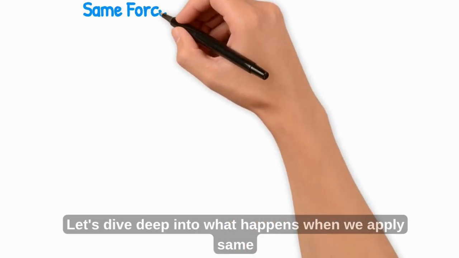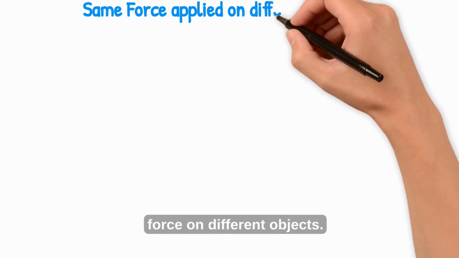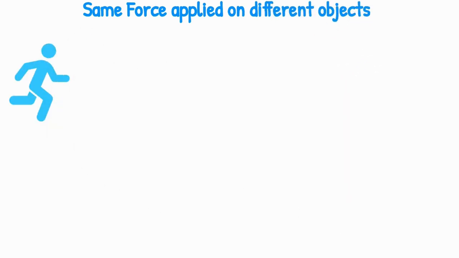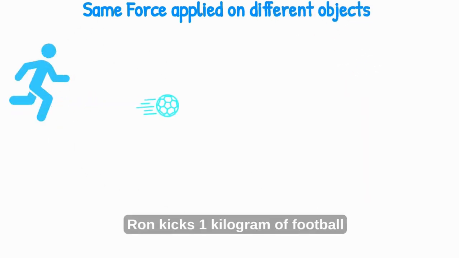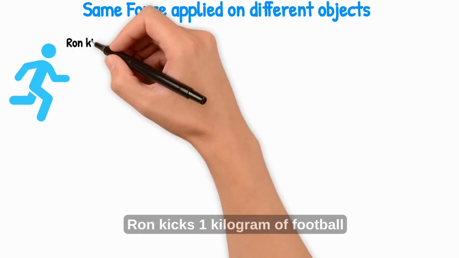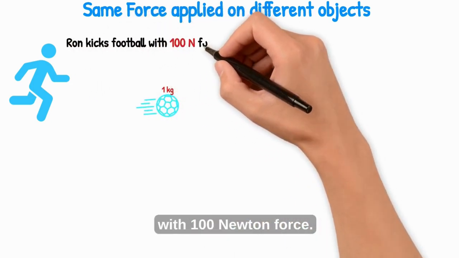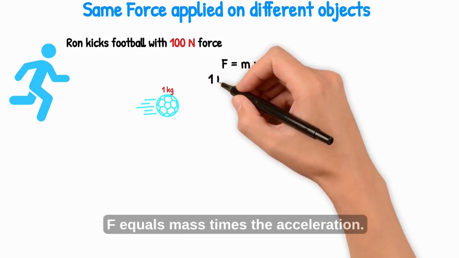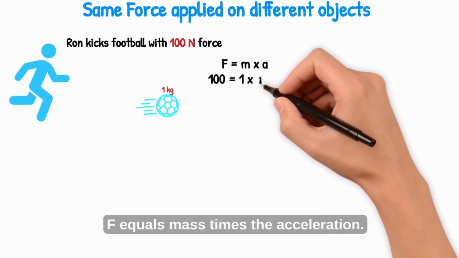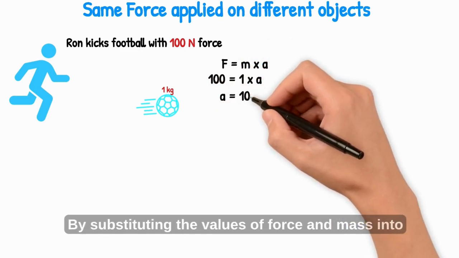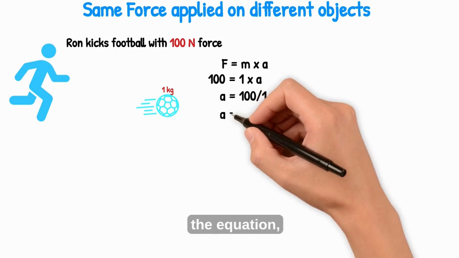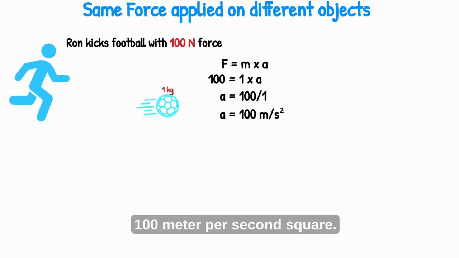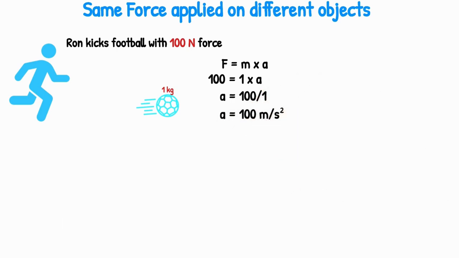Let's dive deep into what happens when we apply the same force on different objects. In the first case, Ron kicks a 1 kilogram football with 100 Newton force. As we know, force F equals mass times the acceleration. By substituting the values of force and mass into the equation, we found out that the ball will accelerate at 100 meters per second square.